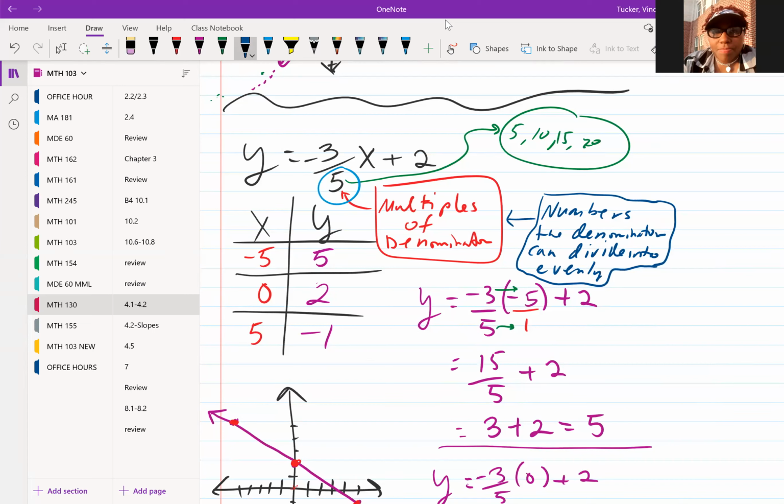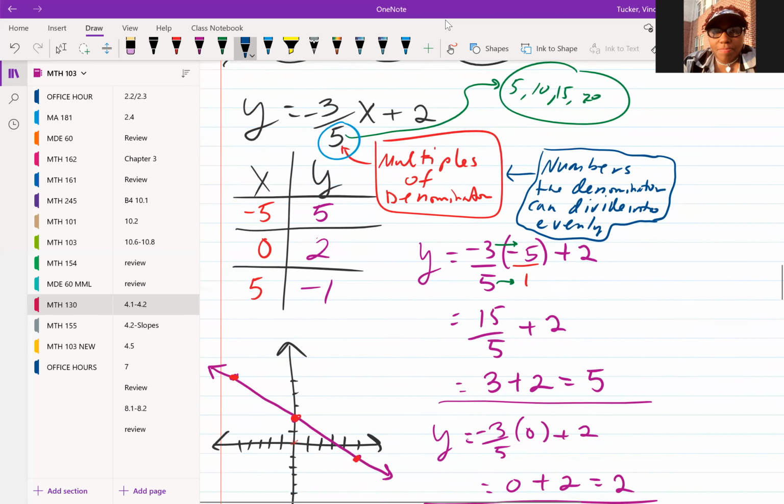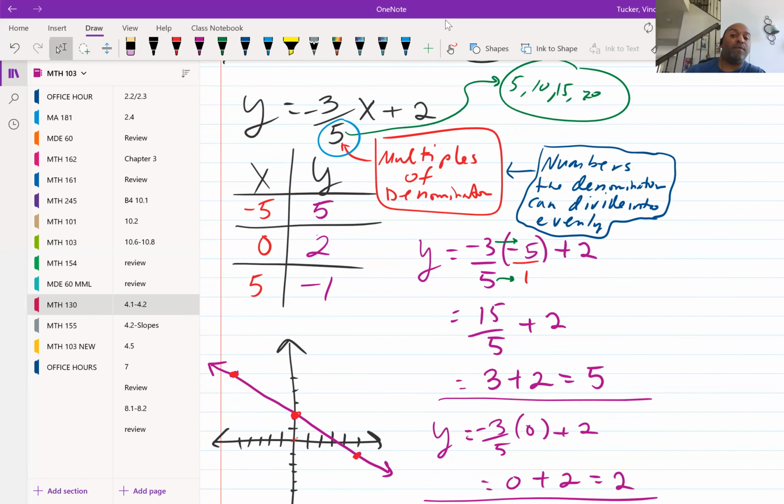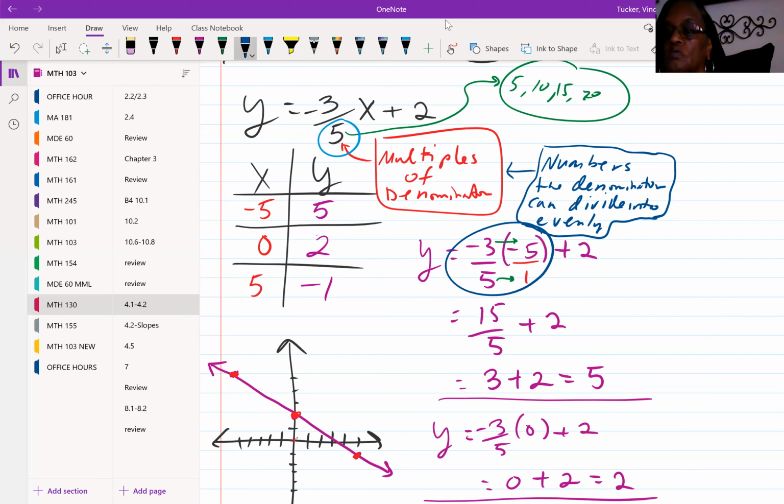So when we multiply, are we canceling out the 5s? You could have if you wanted to. I didn't do it. I just multiplied. Now I'm going to cancel out here: 15 divided by 5 is 3. How did you get 15 over 5? What gave us the 15? Right here, 3 times 5 is 15. You multiply. Yep, just multiply across.